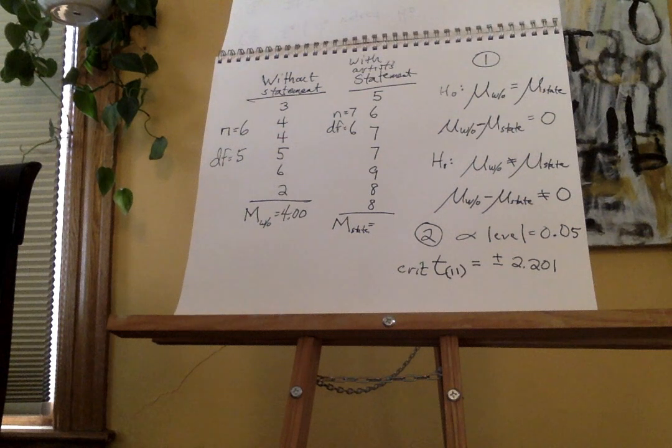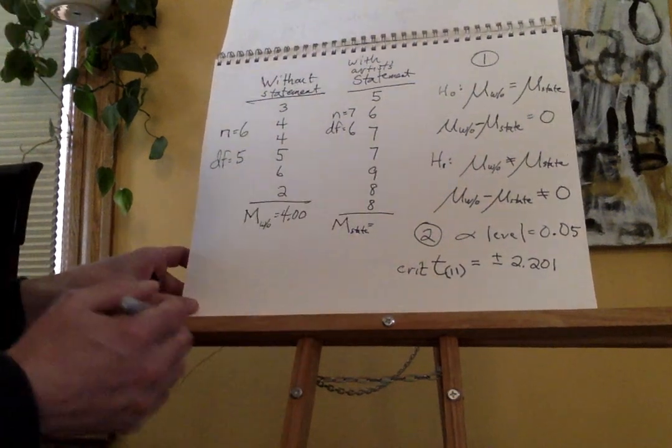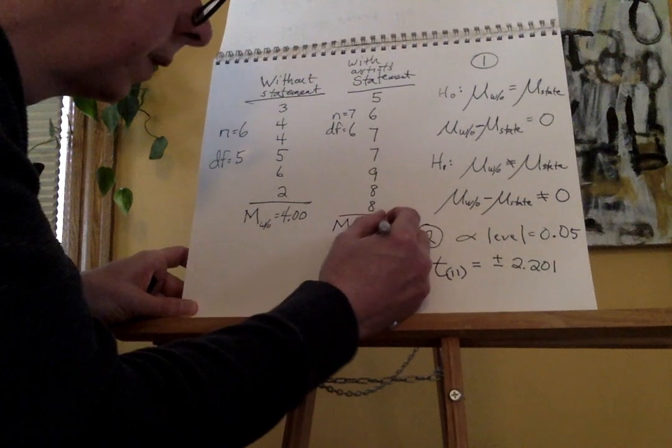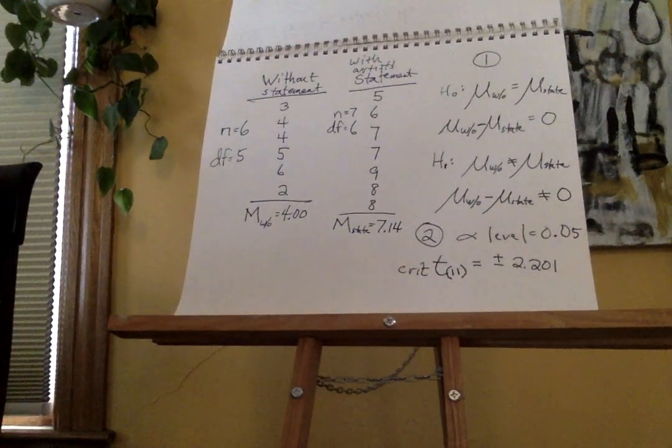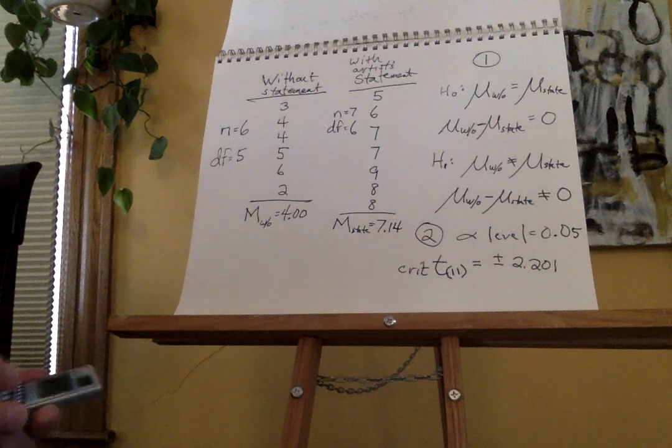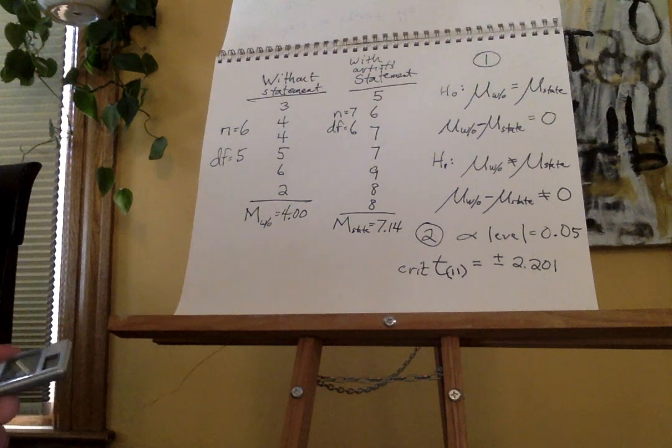So that is 50 divided by 7 equals 7.14. Okay, 7.14. And let me just check with my calculator because I don't want to be wrong. 11 plus 14 plus 9 plus 16 equals 50. Okay. So there we have our means.